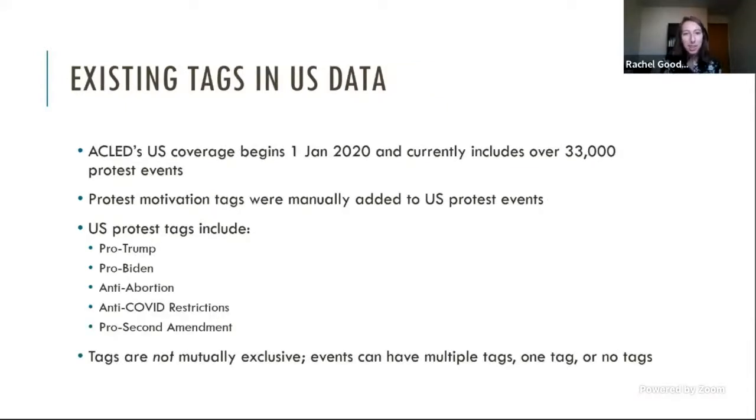So our US data, which runs from Jan 1st, 2020 up until the present, already has protest motivation tags that were manually added. And the protest tags include things like pro-Trump, pro-Biden, anti-abortion. This list isn't comprehensive. This is just to give you an idea of some of the tags that we do have in the US data. It's also important to note that these tags are not mutually exclusive. So an event can have multiple tags, it can have just one tag, or if it doesn't fit into any of these categories, it can have no tag at all.